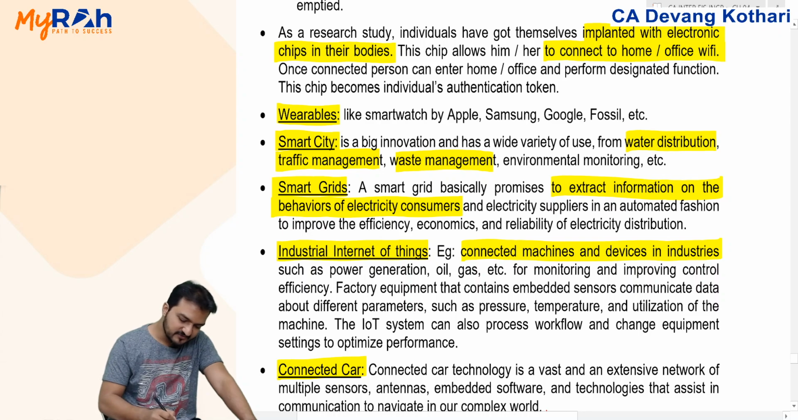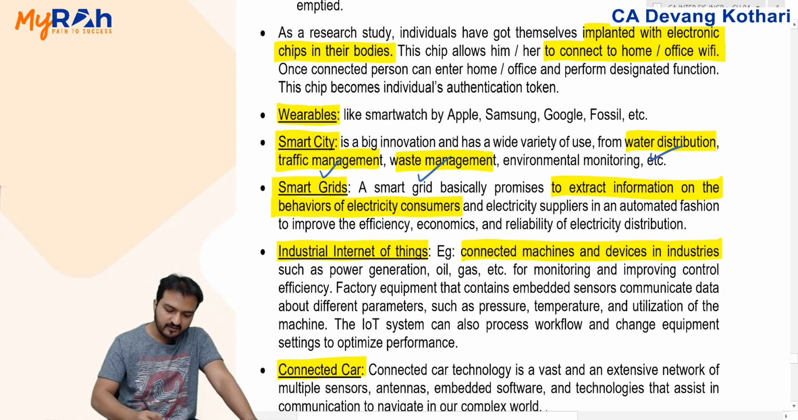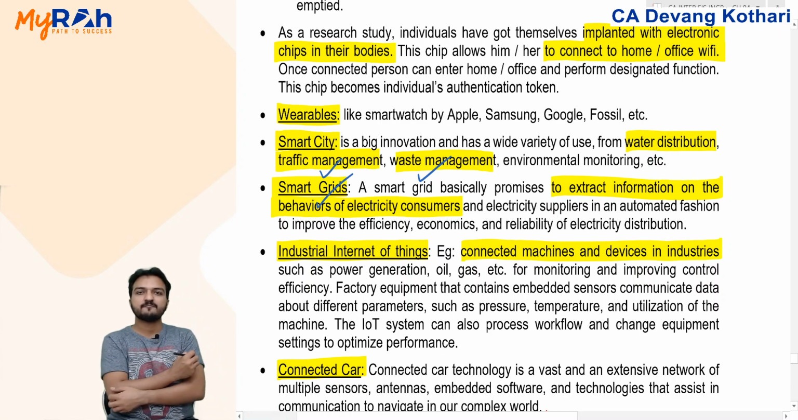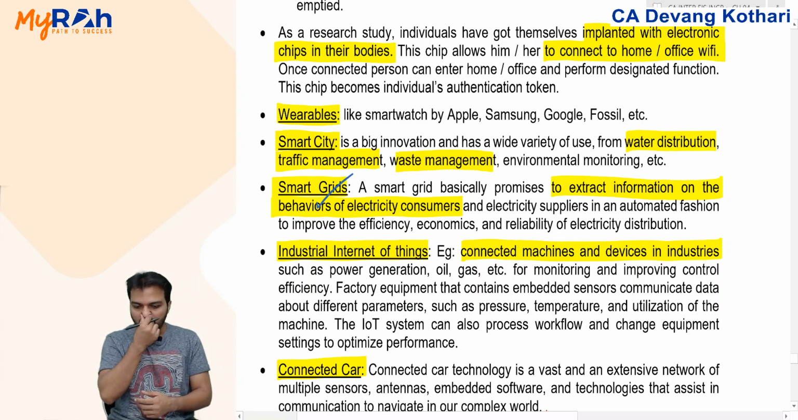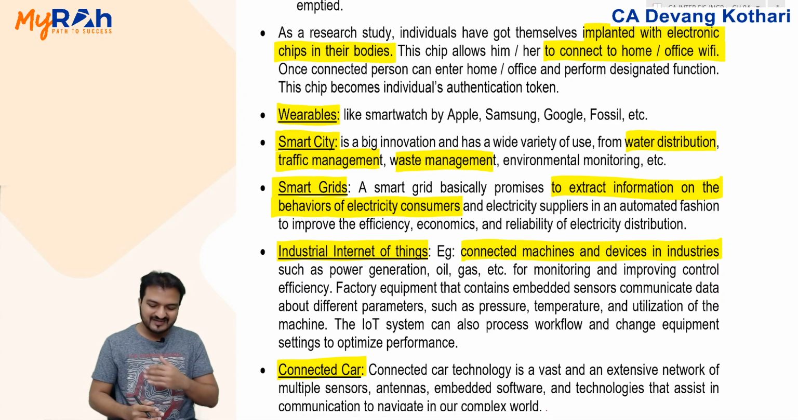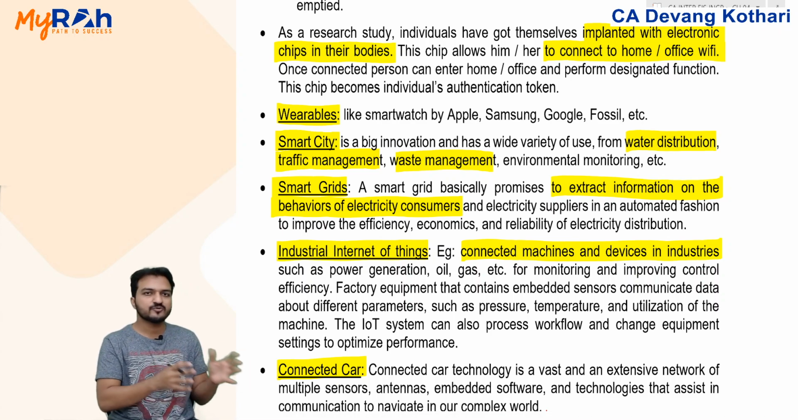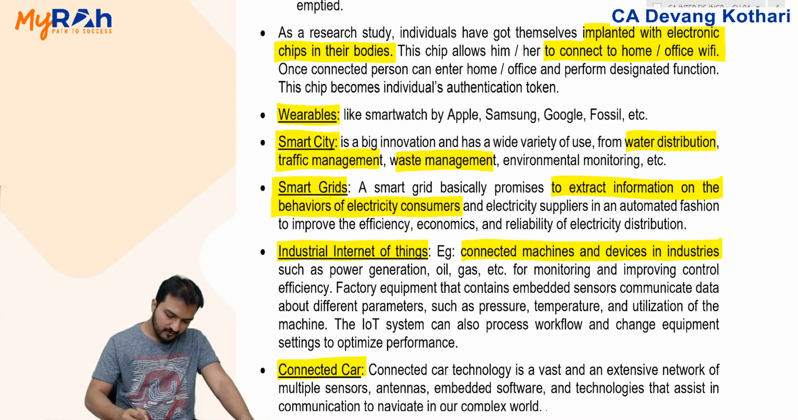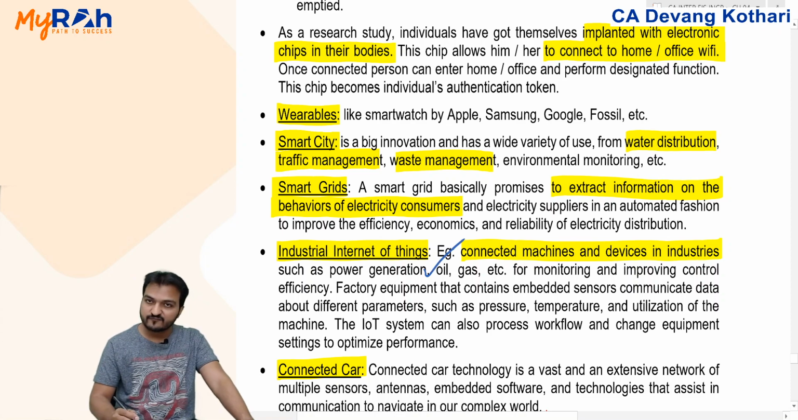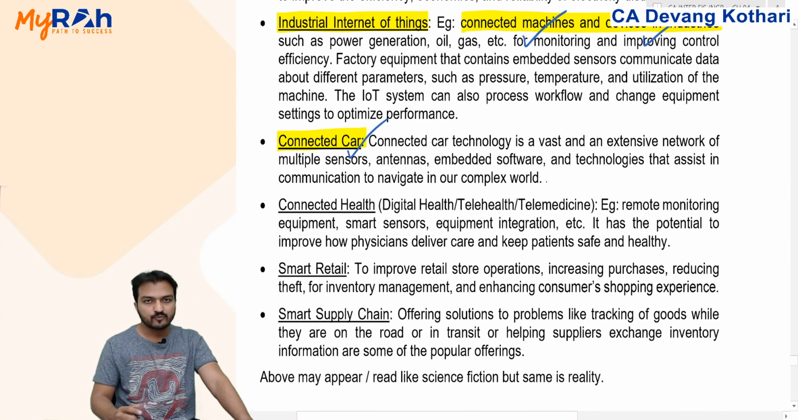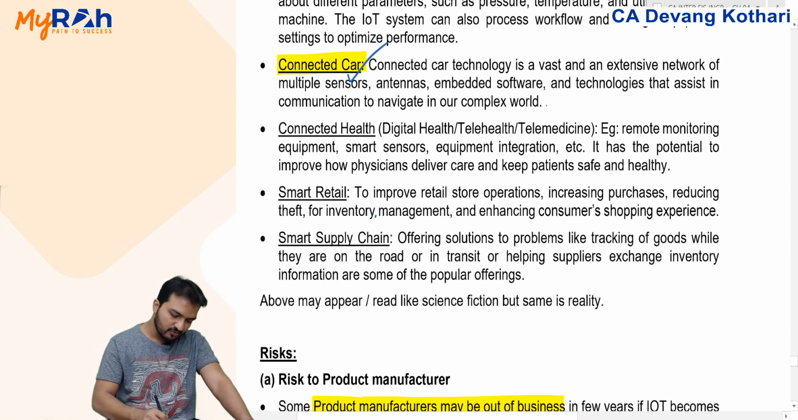Smart city is the initiative that governments are now planning, where water distribution, traffic management, waste management, everything will be through the internet. Smart grids is basically electricity distribution also managed through the internet, so that they can keep track of who is consuming how much electricity and all. Industrial Internet of Things is used in industries by connecting machines and devices in industries and all. Connected car, automated car connected to the internet, and all these other examples.